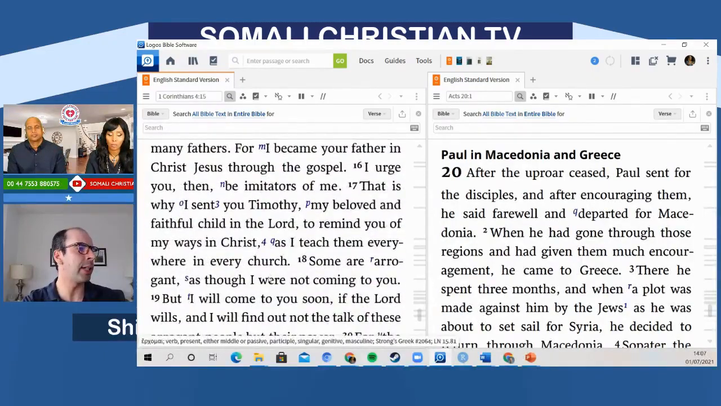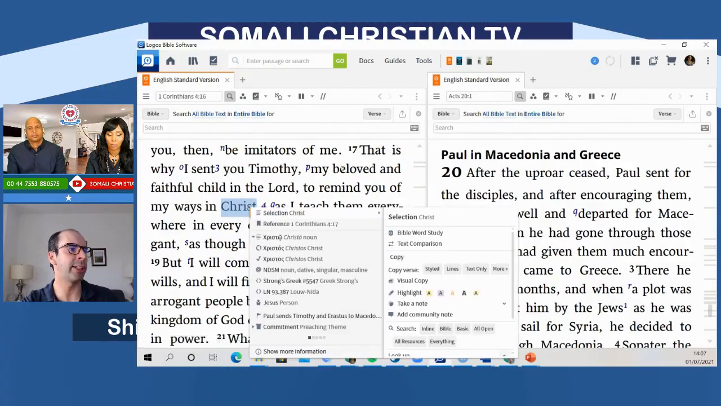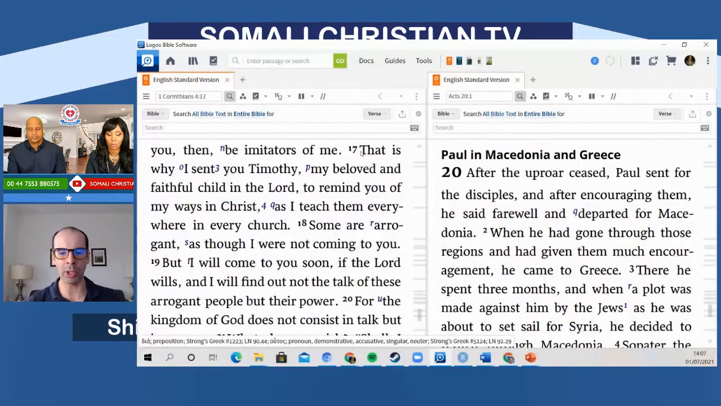So you'll notice here in 1 Corinthians 4, verse 17, it says, "That is why I sent you Timothy, my beloved and faithful child in the Lord, to remind you of my ways in Christ." Now, just some background here. Paul is writing 1 Corinthians from Ephesus in Asia Minor. And we know this because Paul towards the end of the letter sends greetings from Aquila and Priscilla, whom he had met in Corinth, and they traveled with him as far as Ephesus.